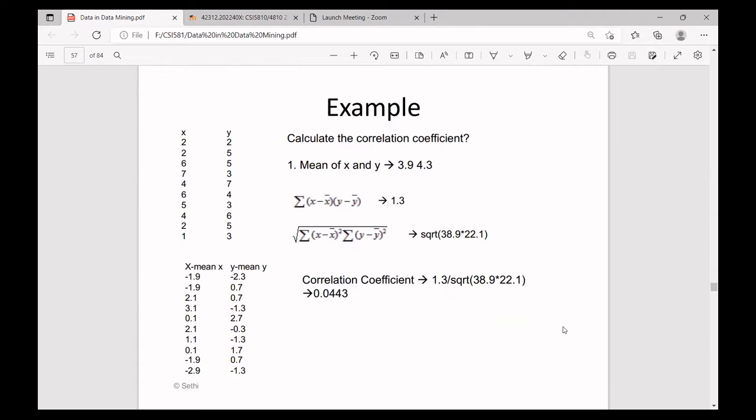Inside the square root function, you square the whole value, the summation value for each subtraction. Basically, you will be doing the subtraction, square, and then taking the summation. Okay. All right, so let's move on.